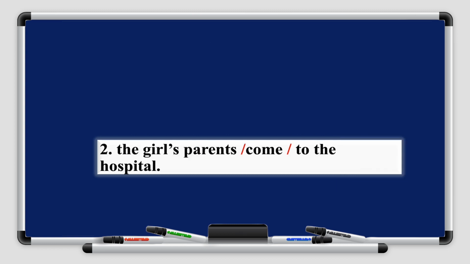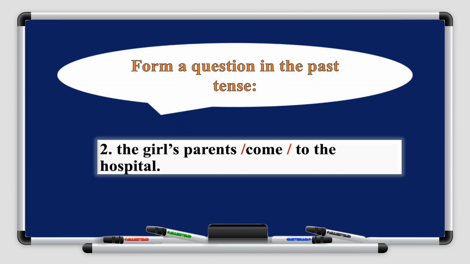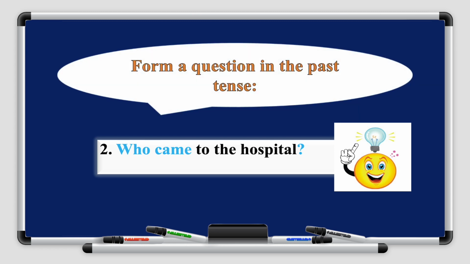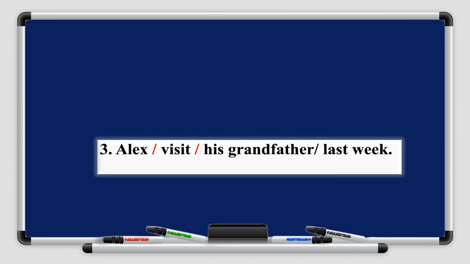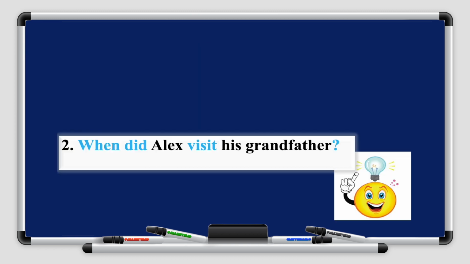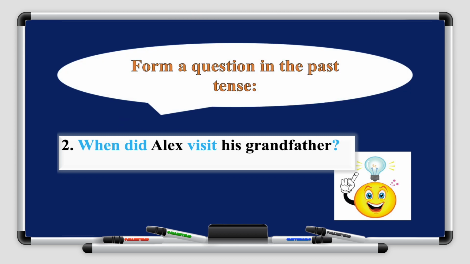The girl's parents come to the hospital. Let's ask another question. The girl's parents come to the hospital. We can say, who came to the hospital? We used who for asking about a person, so the girl's parents, and we used came here in the past simple tense. Alex visited his grandmother last week. Last week, so here we are asking about the timing. That's why we are using when. When did Alex visit his grandmother? Here the verb is visit and it's in its root form.